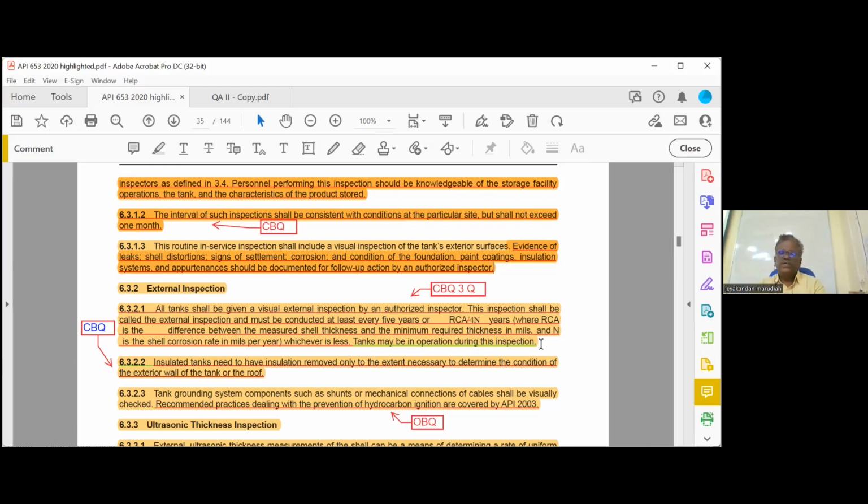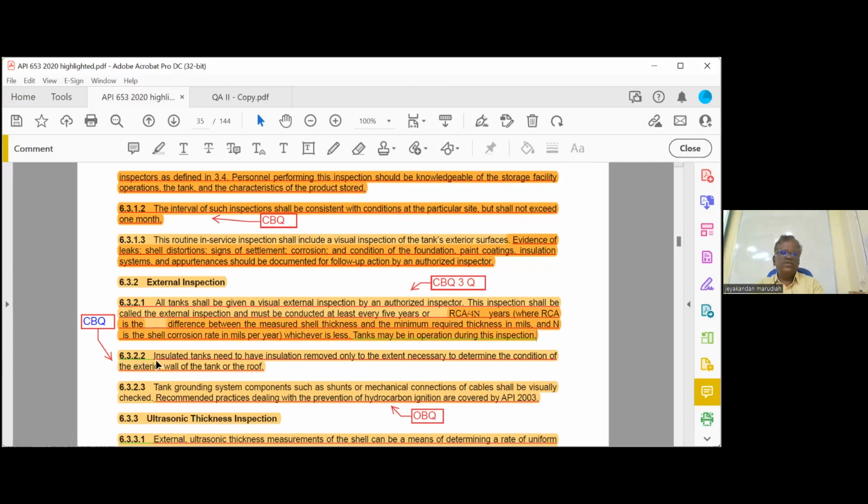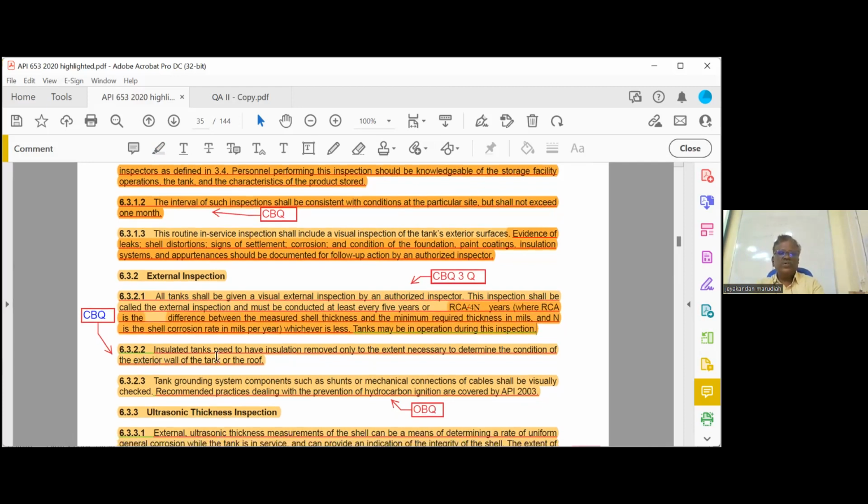So please write in the hard copies because this is missing in the printout. The soft copy is there. Now, RCA by 4. Next one: insulated tanks need to have the insulation removed only to the extent necessary to determine the condition of the exterior wall of the roof. So during that, no need to remove the insulation completely.